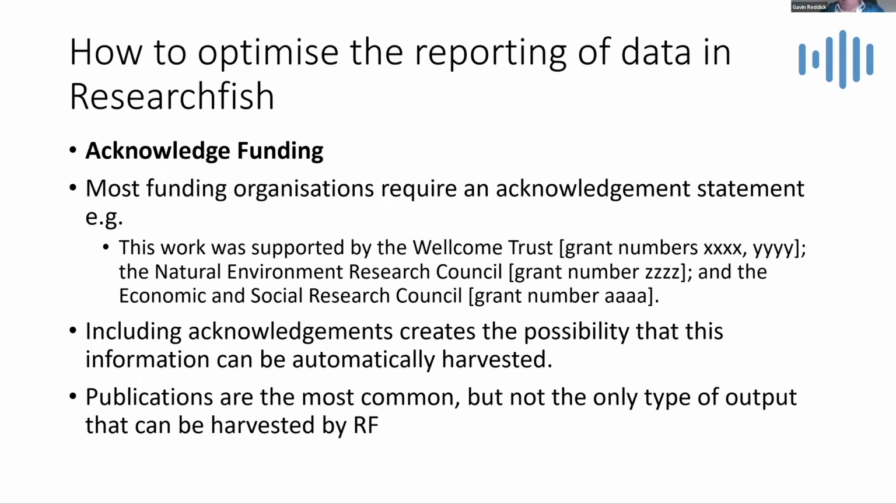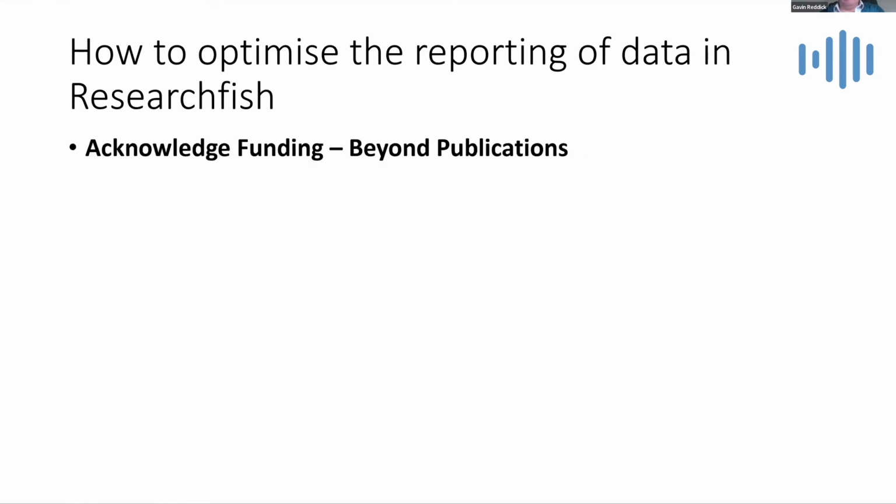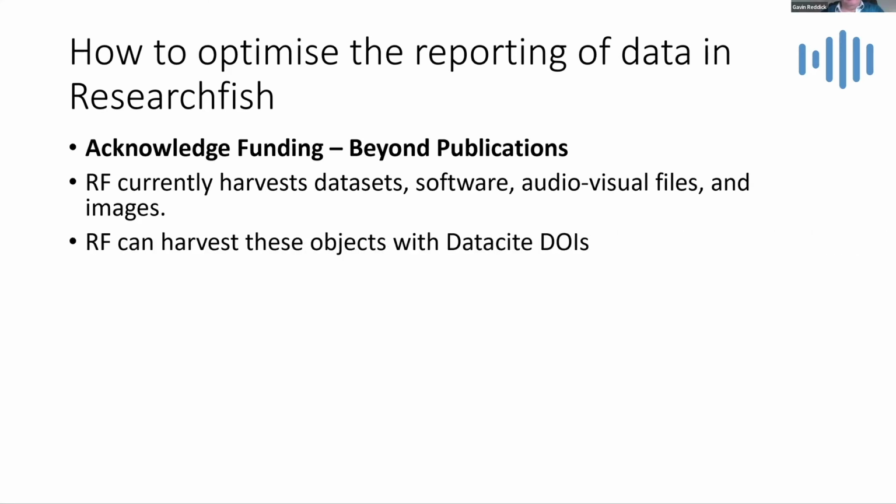Publications are the most common output type, but they're not the only one. And in fact, what we can see beyond publications, which may be of interest to this group, are data sets and software in particular. So we've already heard mention of GitHub. And so software that is put in GitHub can be automatically pulled into researchfish via a harvesting process if it has the right information. The types of data sets that you may be producing, again, those can also automatically end up in researchfish without you having to do anything.